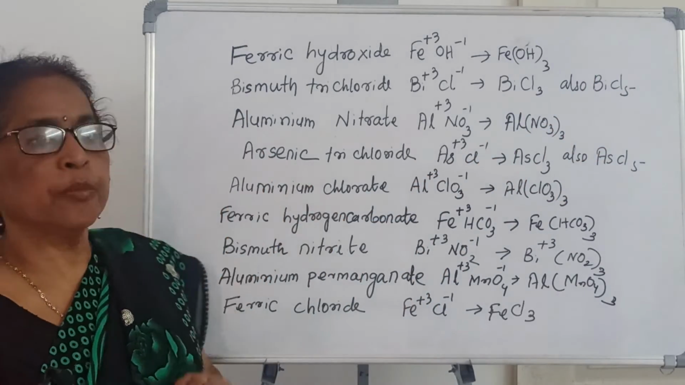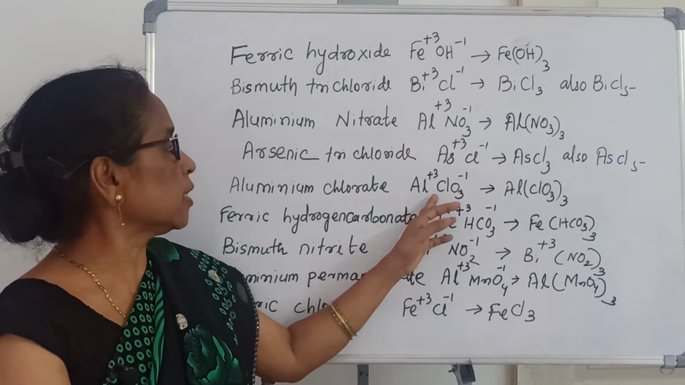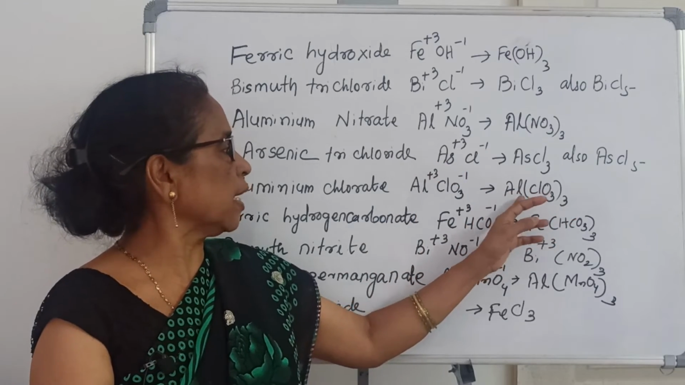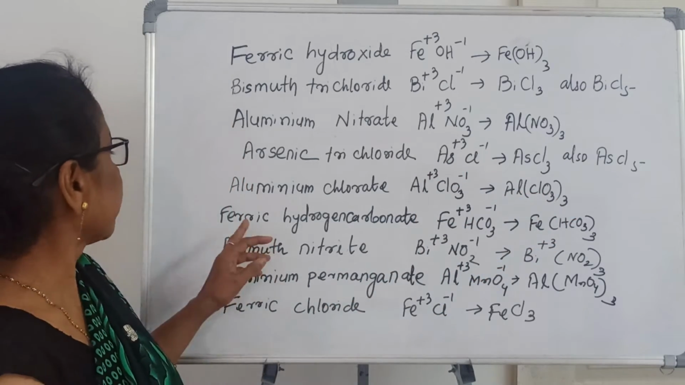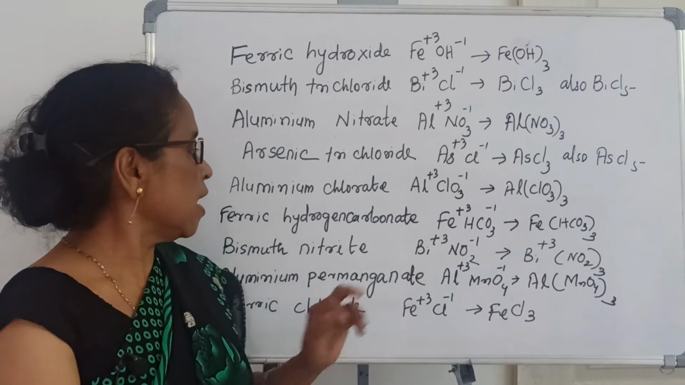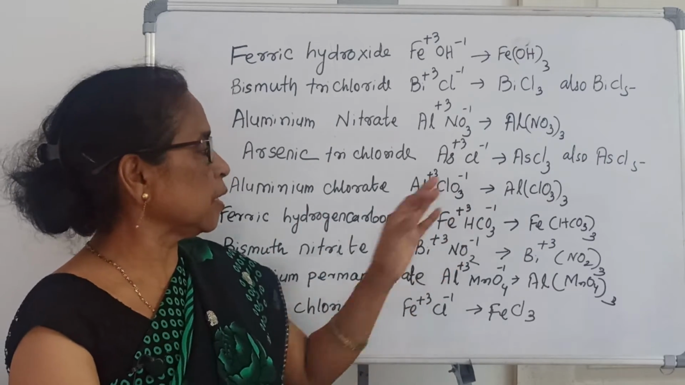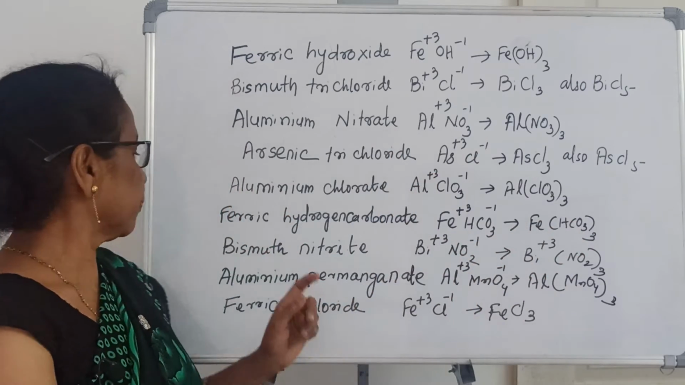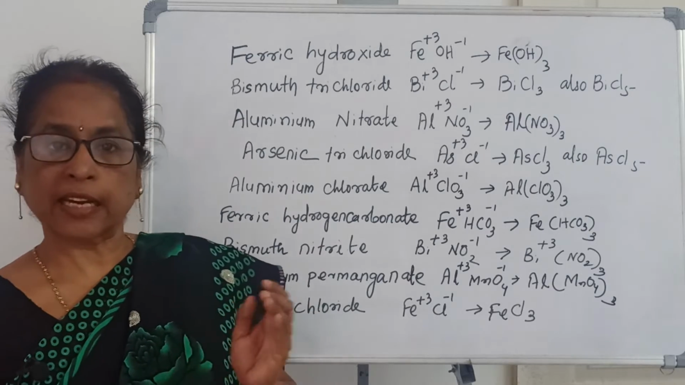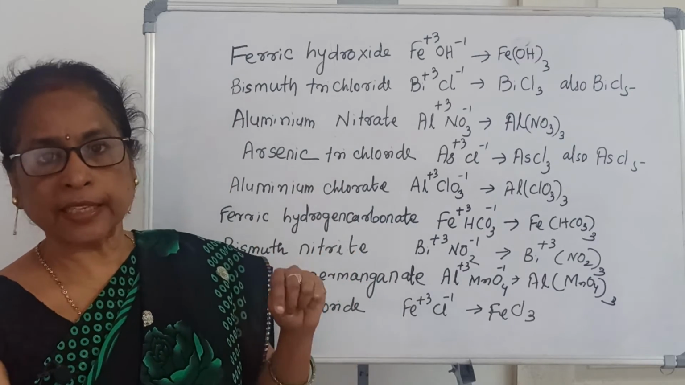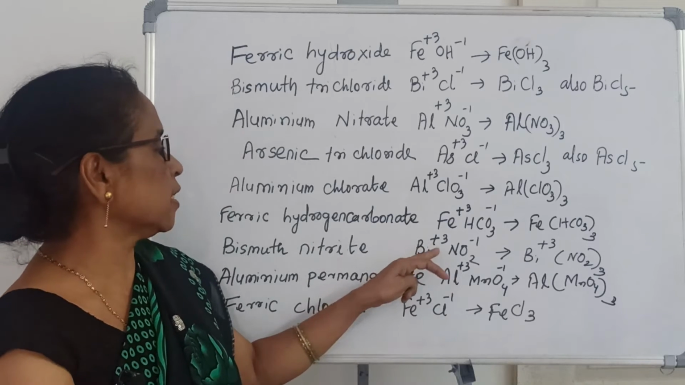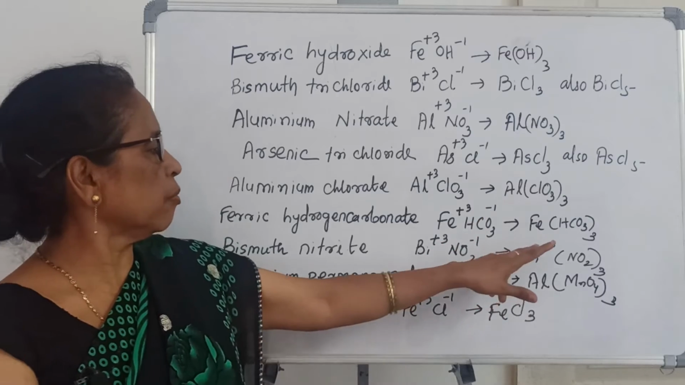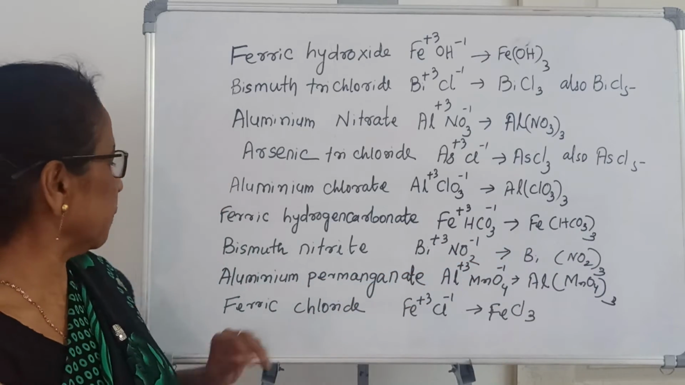Then come to aluminium chlorate. You know what is the formula of chlorate? ClO3 -1. That is why Al+3, 3 comes to here, so Al(ClO3)3. Ferric hydrogen carbonate, Fe+3, HCO3 -1. So you will put Fe(HCO3)3. Bismuth nitrite, nitrite you know NO2 -1, nitrate NO3 -1. So it is Bi, don't write 3 again. This is the formula Bi(NO2)3.